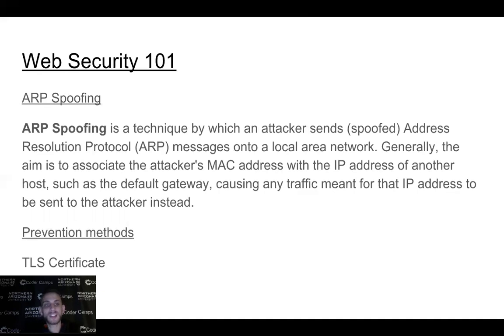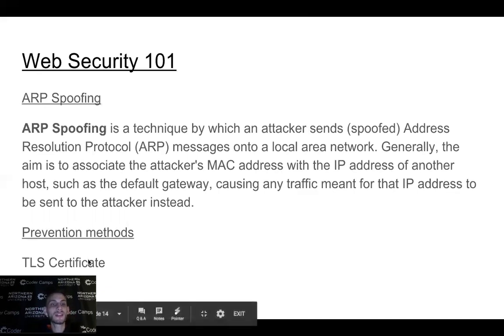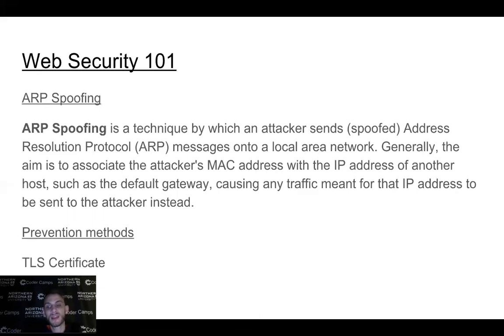So in a nutshell, you can think of ARP spoofing like an interception in football, right? Where the ball is our request and we're sending it and it gets intercepted. To prevent against this, we can use the TLS certificate, so redirect our traffic from HTTP to HTTPS. So we have a nice encrypted channel.